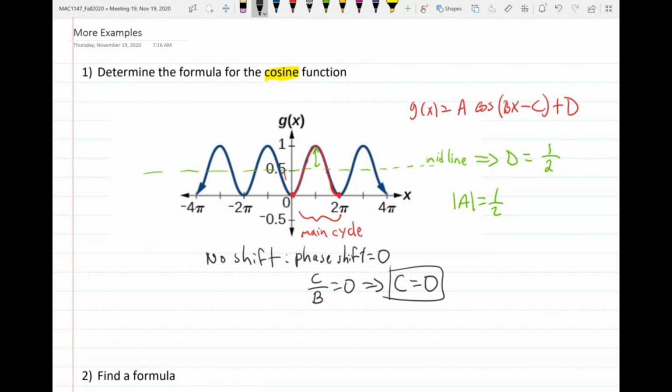With this now we can figure out what b is, because by looking at the main cycle we know that the length is 2 pi. So what's the period of this function? The period of this function is 2 pi, because that's the length of the main cycle, and the period is 2 pi over b. This has to be equal to 2 pi, so it follows then that b is 1, right? Questions about how we found c and b?